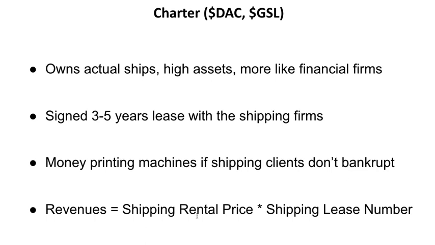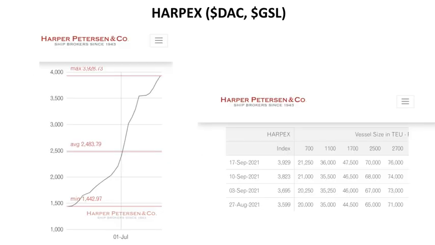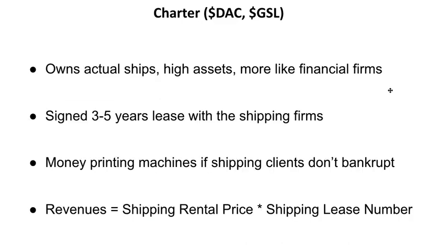The shipping rental price, which we're going to see in the next slide, is the HARPEX index. This index from the Harper Peterson company tells you how much the price is to rent a container ship. You can look at the price on September 17, it just made an all-time high again. Every week that price continues to go up because of several macroeconomic and supply-demand reasons. Looking at this number, you can tell DAC and GSL are making very decent money right now, because their shipping rental prices continue to go up.